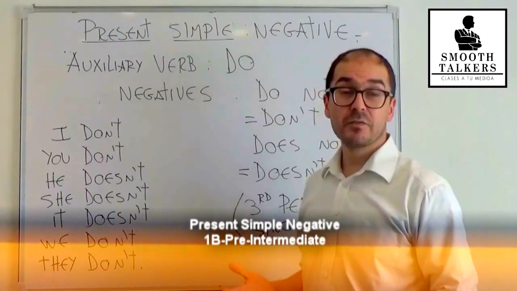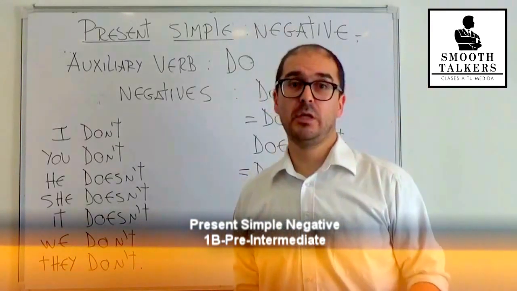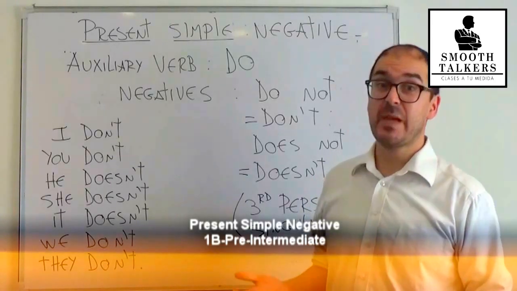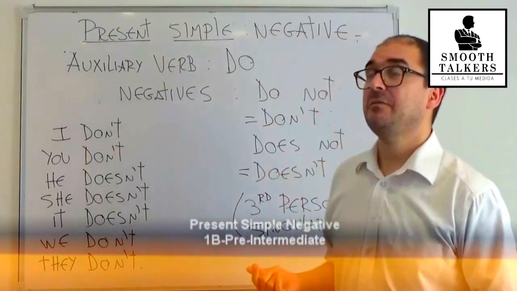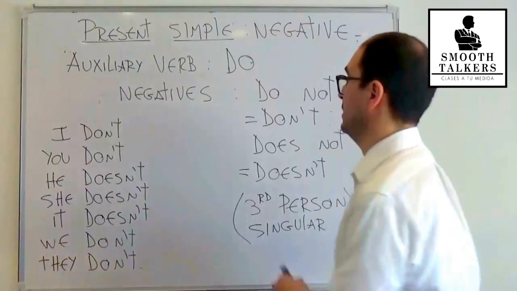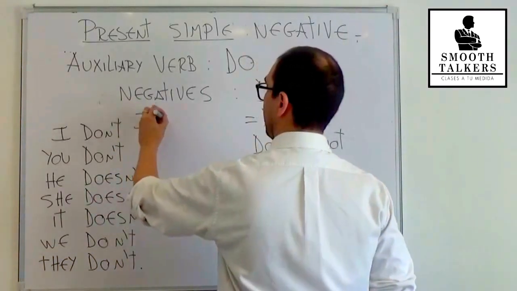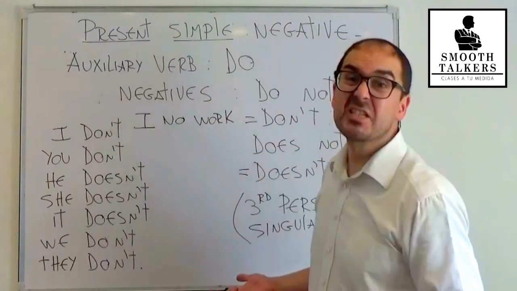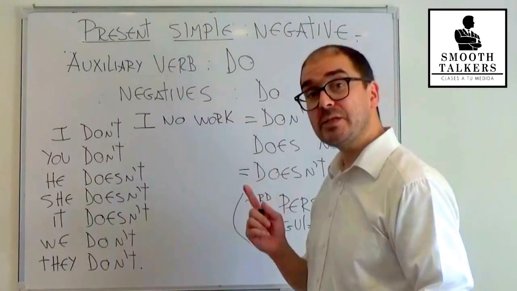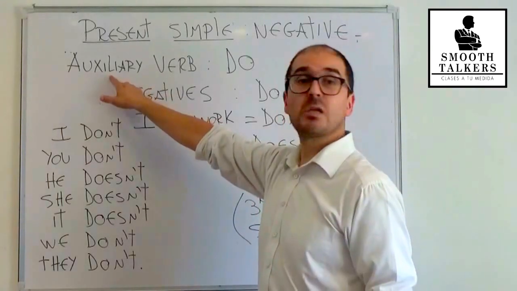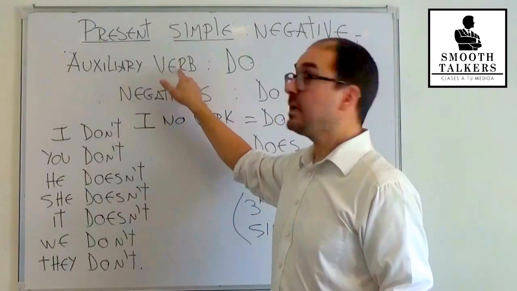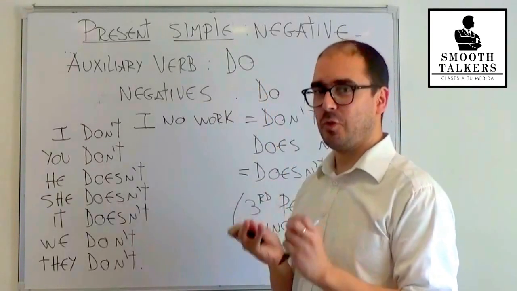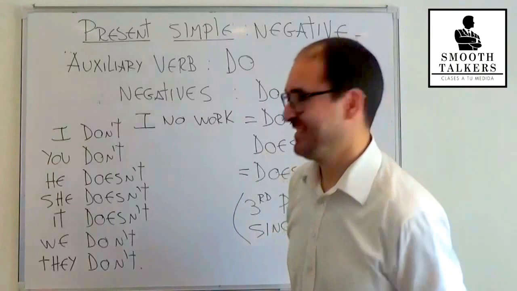It's not enough to say no. Okay? Well, no means no in English and in Spanish. But in this case, if I say something like I no work, this is wrong, okay? And the reason is because in English we use auxiliary verbs, particularly in this case, the verb to do. This is important, so please focus on this.